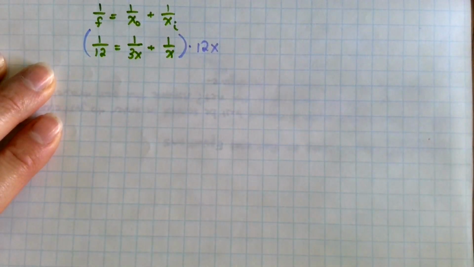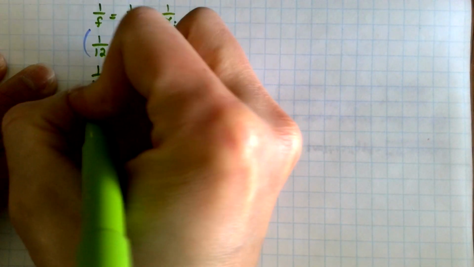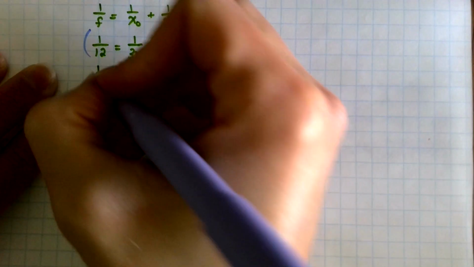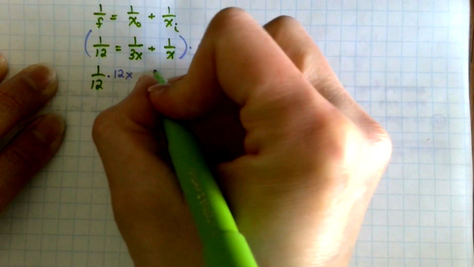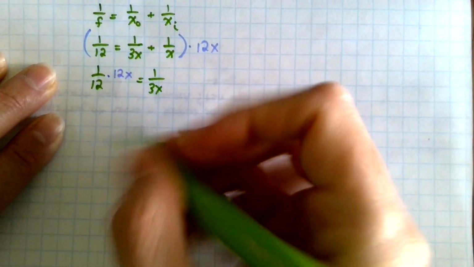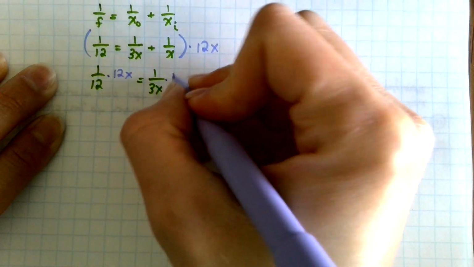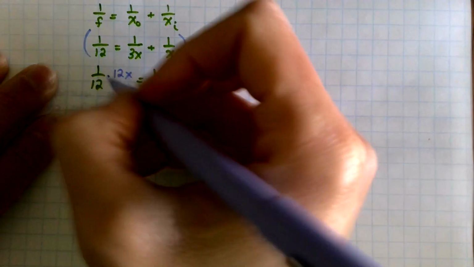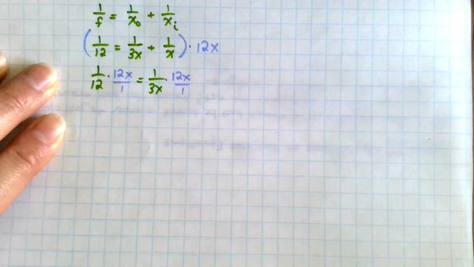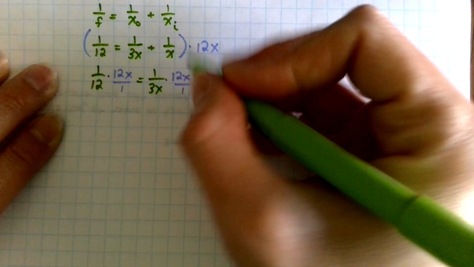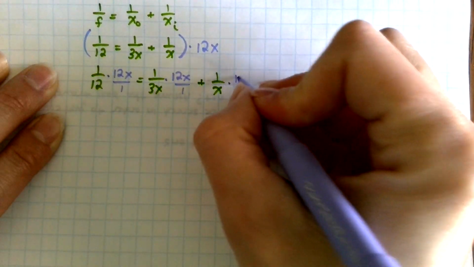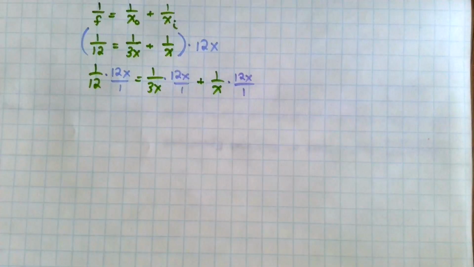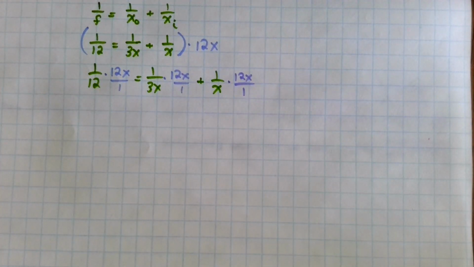So when we do this, again, we have 1 over 12 that we're going to multiply by 12x equal to 1 over 3x that we're going to multiply by, again, 12x, which again, you can think of this as being over 1, if that helps you to keep things lined up, plus the 1 over x, again, multiplied by the 12x over 1. So again, we multiply every single part of the equation by that common denominator. And then some of this is going to cancel out.